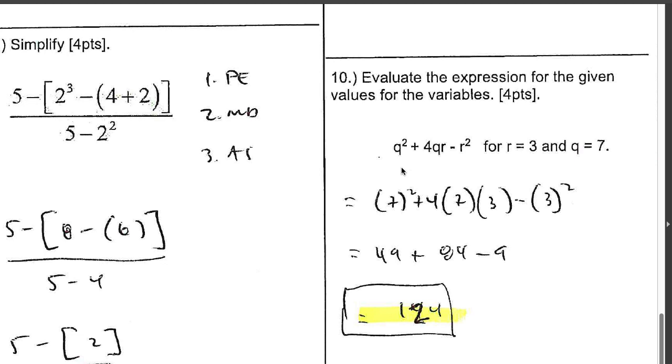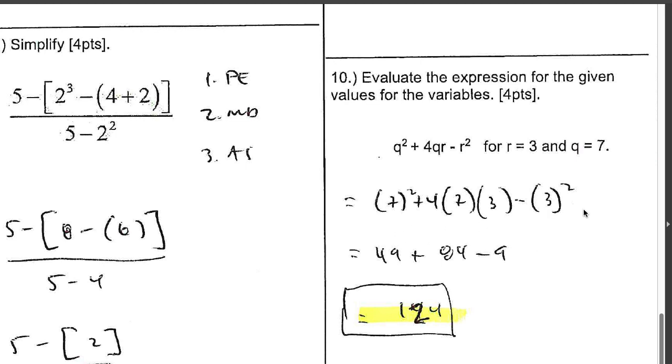Question number 10, evaluate the expression for the given values for the variables. These are free response questions, out of 4 points. Q squared plus 4 times Q times R minus R squared, for R equals 3 and Q equals 7. So for each of those, I'm going to put parentheses. Every Q value is 7, with parentheses right there. R value is 3, and then R value is 3.